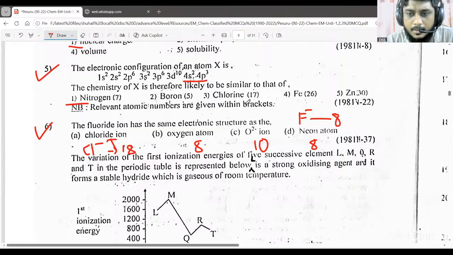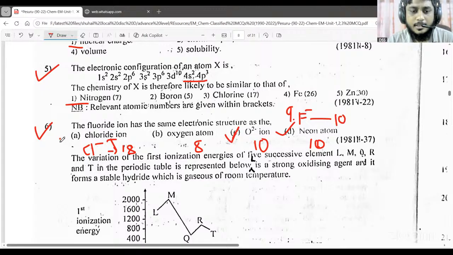I'm sorry, one minute. We made a mistake. F minus, fluorine is eighth, right? Sorry, ninth. Fluorine is the ninth element. It is in the 17th group, but it is the ninth element, so F minus has 10 electrons. Neon also has 10 electrons. The neon atom has 10 electrons. So O2 minus also has 10 electrons, and neon also has 10 electrons. Then C and D should be the answer.